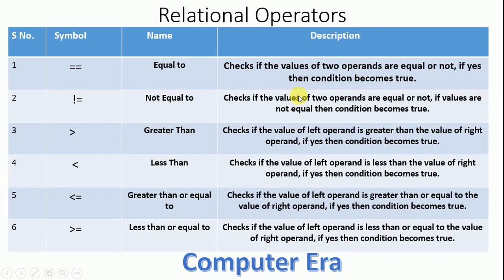In the same way, not equal to will check whether they are equal or not, and greater than checks whether the operand on either side is greater or less. In the same way, less than will check whether the value of the left operand is less than the value of the right operand. If yes, then the condition becomes true. So these all are the descriptions of the relational operators. Now let's move to the programming area and understand these relational operators.